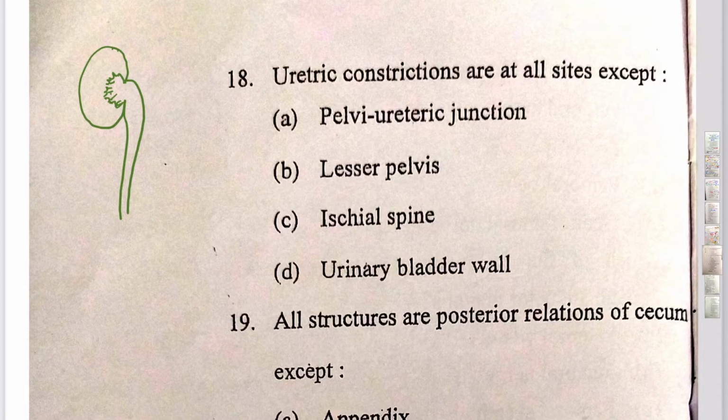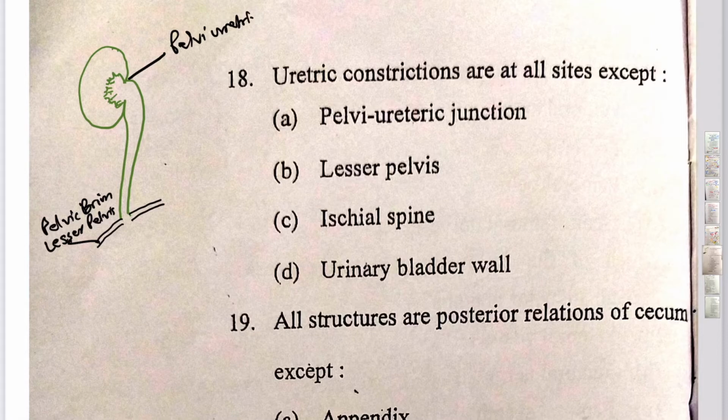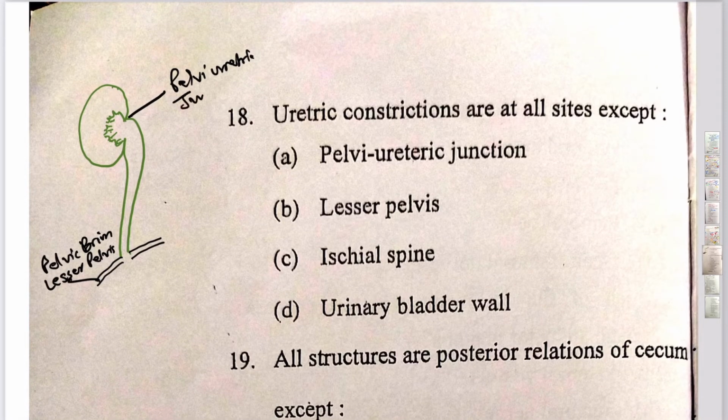Now when it descends down, it crosses the brim, the margin of the true pelvis, the lesser pelvis. This is the pelvic brim, the upper margin of lesser pelvis. And this point is the pelvi-ureteric junction.